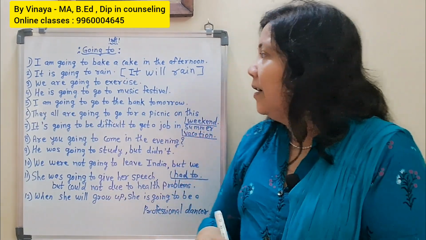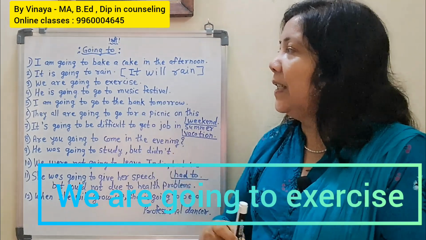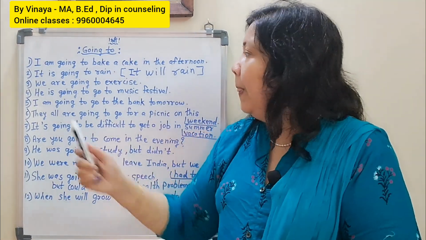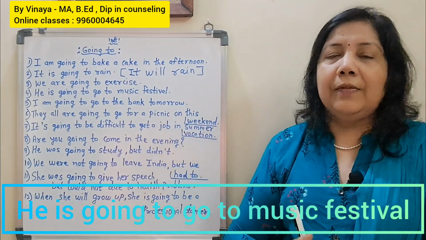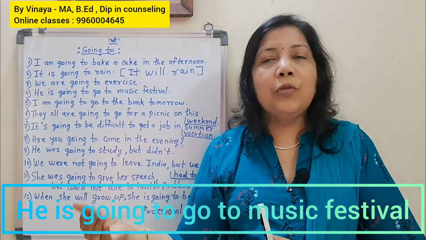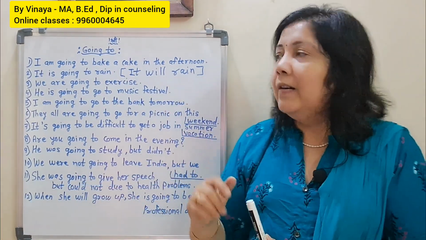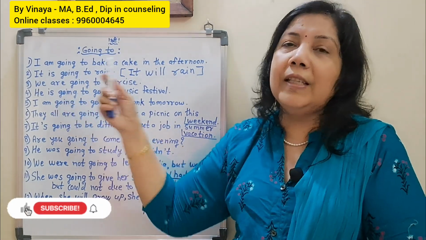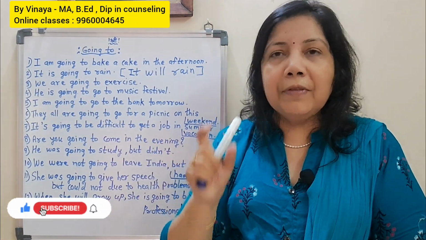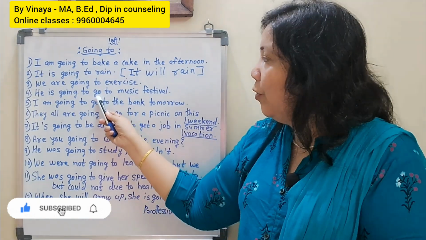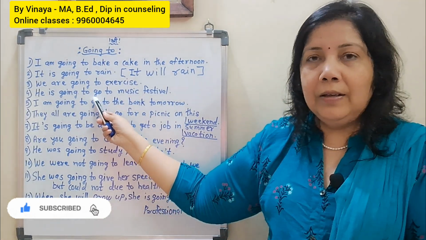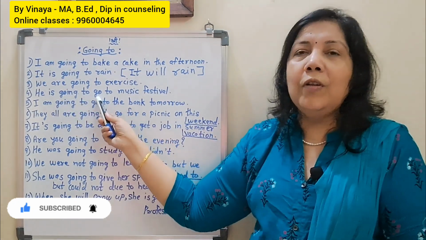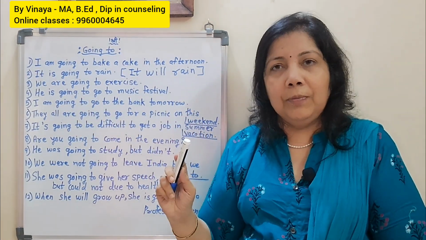Okay. Third sentence, we are going to exercise. Again in future, we are going to exercise. He is going to go to music festival. Now here, he is going to. Now going to is a construction. These are the words in construction and this go is the main verb over here. Do not get confused, is going to, then go you have to add because that's the main verb.